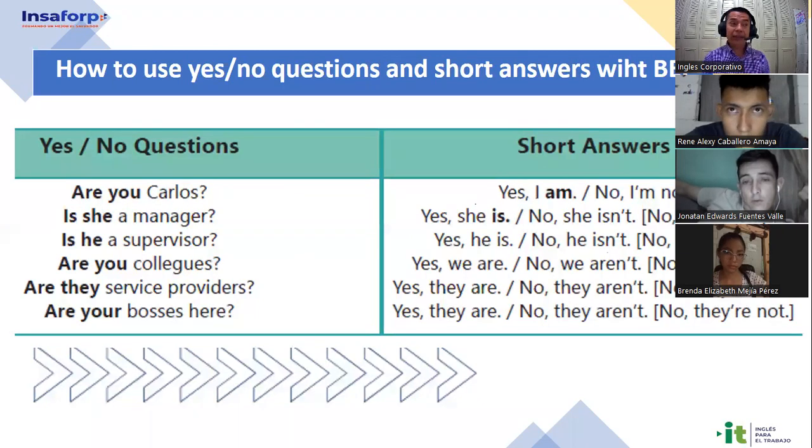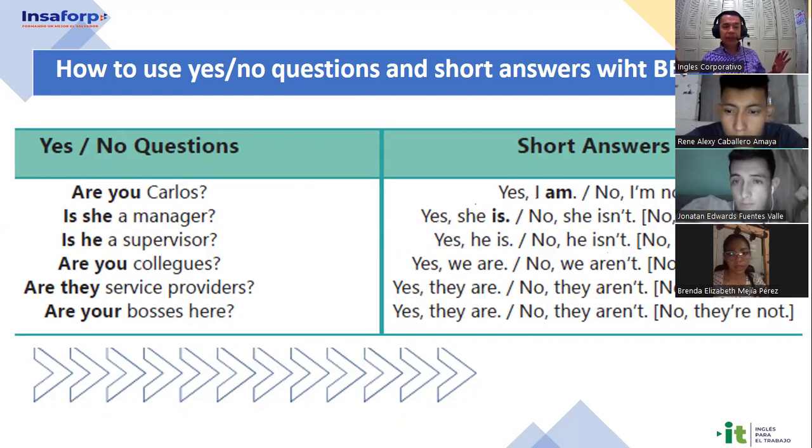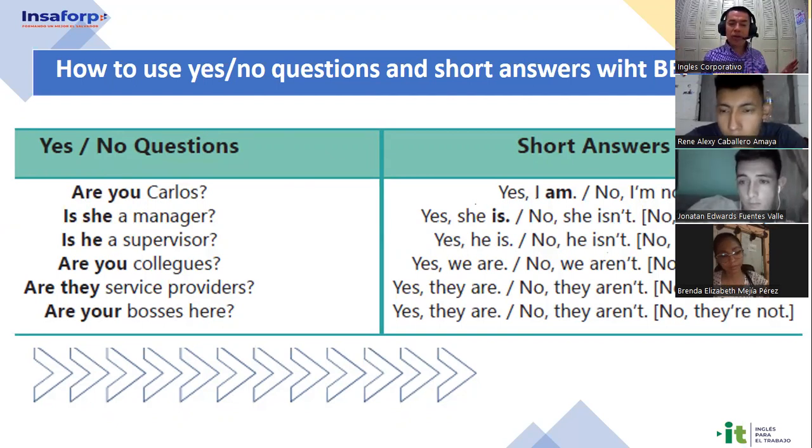Are your bosses here? Yes, they are. ¿Están sus jefes aquí? ¿Están los jefes? Yes, they are. Oh, no, they aren't. Oh, no, they're not. Right? Okay, so in this case, we have only two options. Yes or no. Simple, right? Yes or no. Good.